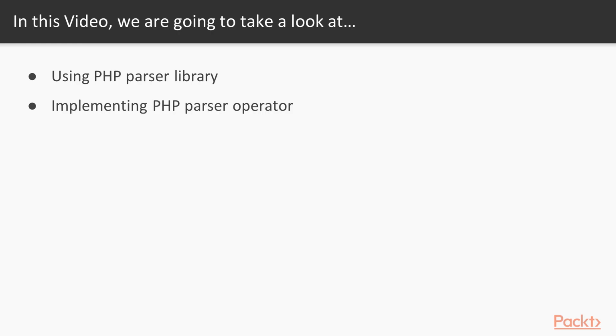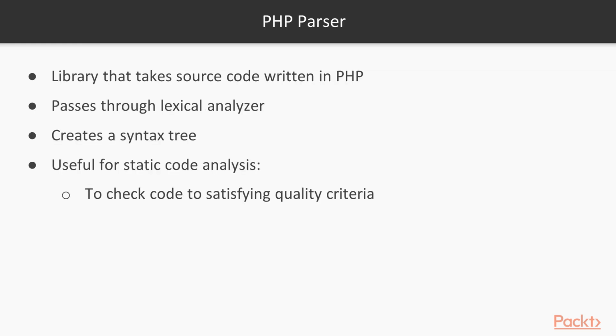In this video, we're going to take a look at using PHP Parser Library. We will also see implementing the PHP Parser Operator. The PHP Parser is a library that takes a source code written in PHP. It passes through a lexical analyzer and creates its respective syntax tree. It is very useful for static code analysis, where we want to check our own code not only for syntactic errors, but also for satisfying certain quality criteria.